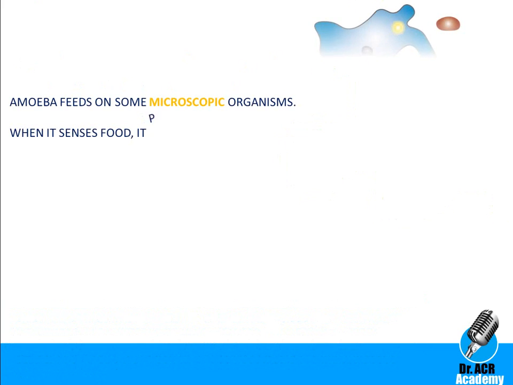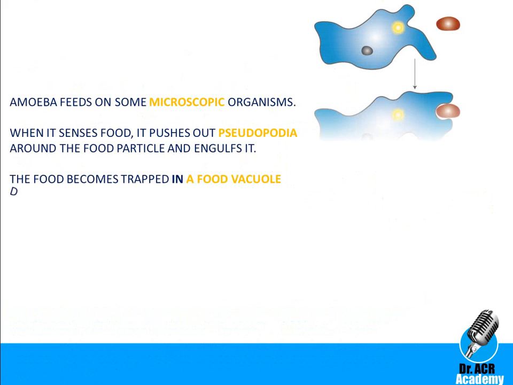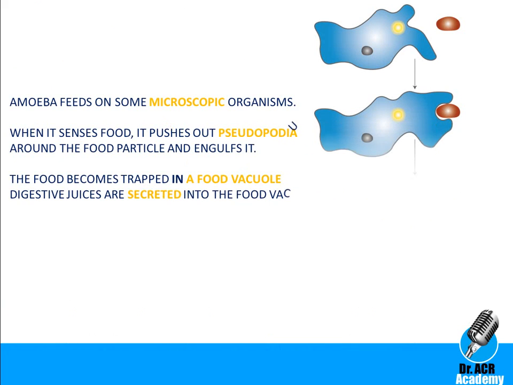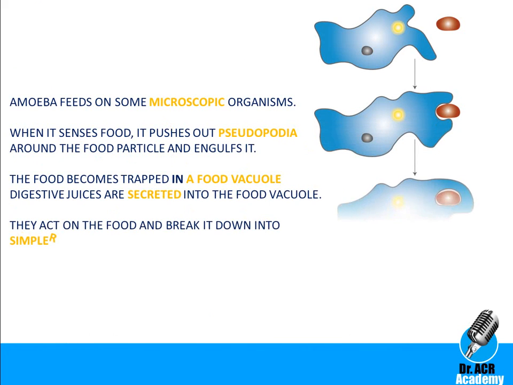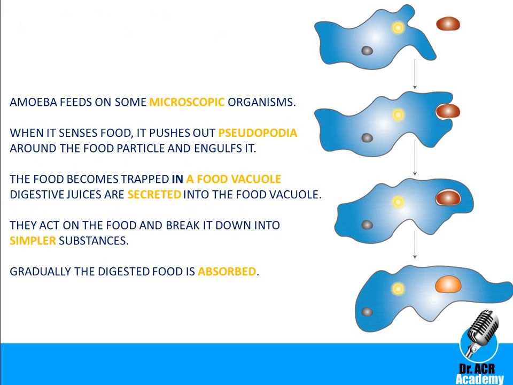Amoeba feeds on small microscopic organisms. When it senses food, it pushes out pseudopodia around the food particle and engulfs it. The food becomes trapped in a food vacuole. The digestive juices are secreted into the food vacuole. They act on the food and break it down into simpler substances.